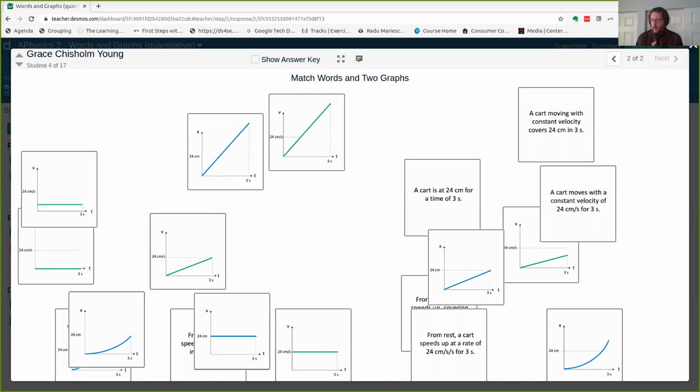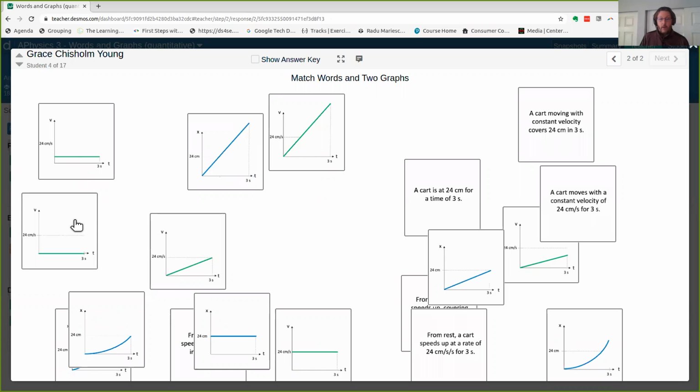Hi. So I'm recording for our asynchronous day some walkthroughs of the Desmos graph activities. This one is the words and graphs one that we did a little bit a week ago and a little bit on Monday. And a lot of you asked me to just kind of talk through my reasoning for how I think about these. So that's what I'm going to do.